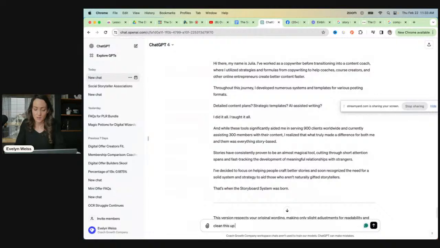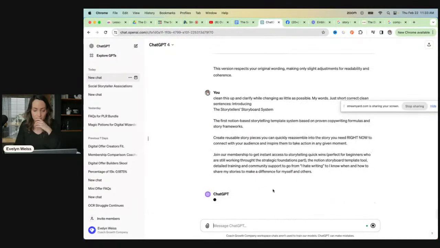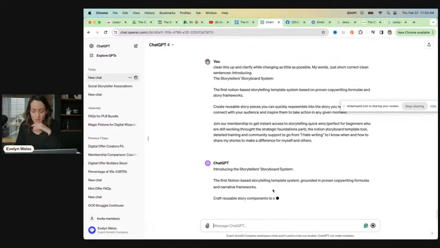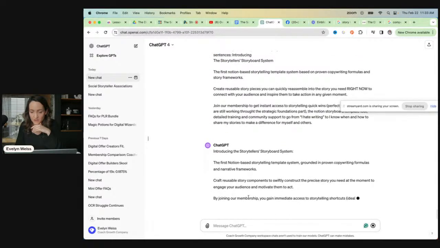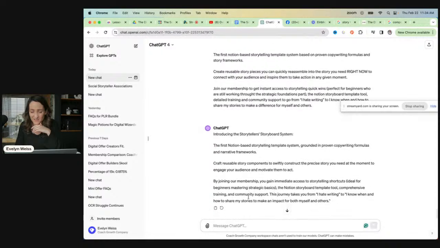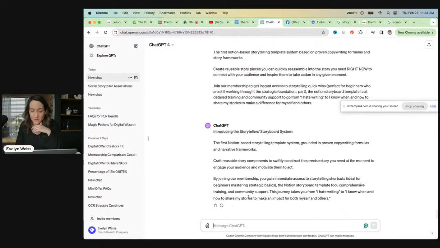Okay, so clean this up and clarify while changing as little as possible. My words, just short, correct, clean sentences. First, Notion-based storytelling template grounded in proven. Craft reusable story components to swiftly. Closer to my original.